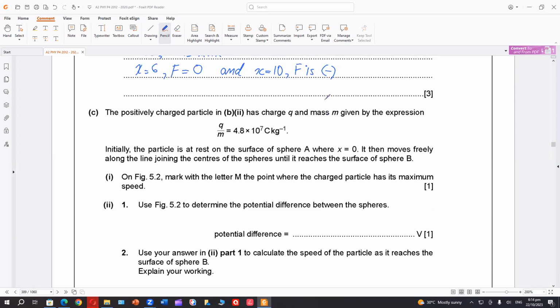The positively charged particle in B part 2 has charge Q and mass M given by the expression this.